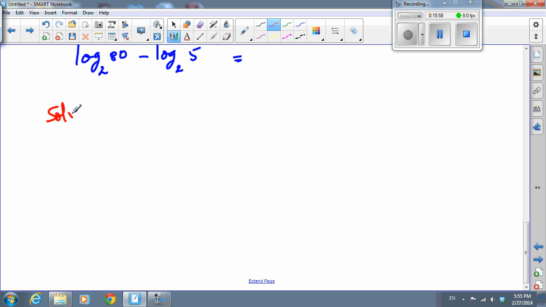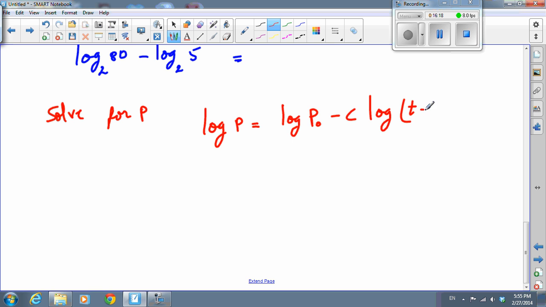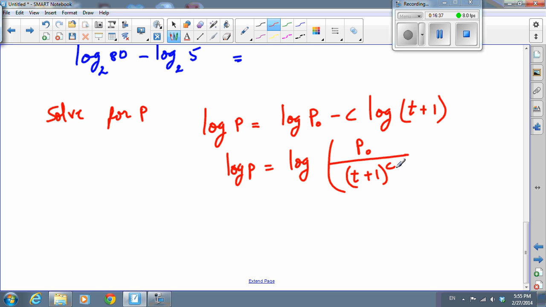I can ask you to solve for P. And to solve for P, I will say log of P is equal to log of, let's say, P naught minus C log of T plus 1. And I ask you to solve for P. In order for you to solve for P, you must first condense this side. So I will say log of P is equal to a single log of P naught over T plus 1 to the power of C.